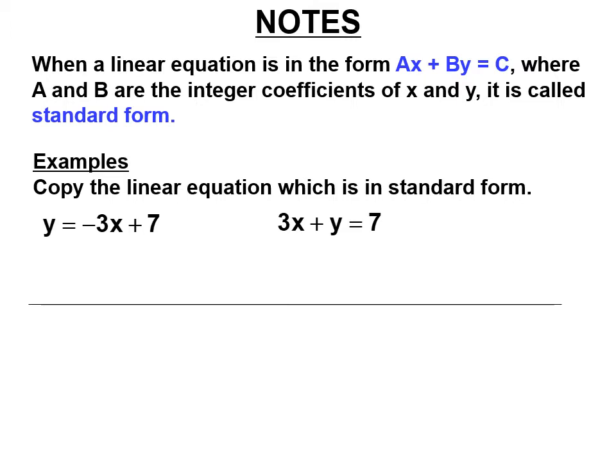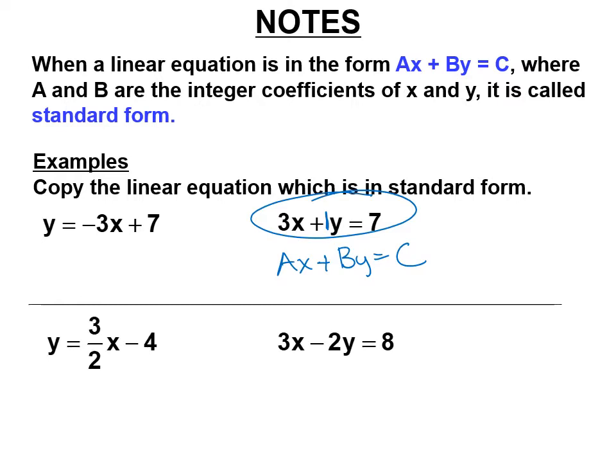So it says copy the linear equation which is in standard form. Well, hopefully you realize this. It's this. So let's look at that. That's in ax plus by equals c, where a is 3. B, what is b? It's 1, right? Because 1y is y. And c there is 7. And that's called standard form. This is still a linear function. We can still graph it. It still makes a straight line.